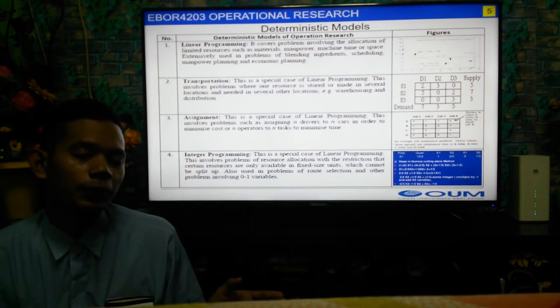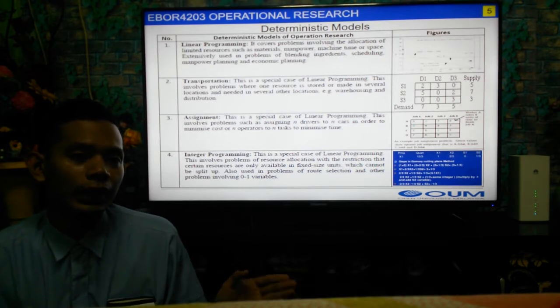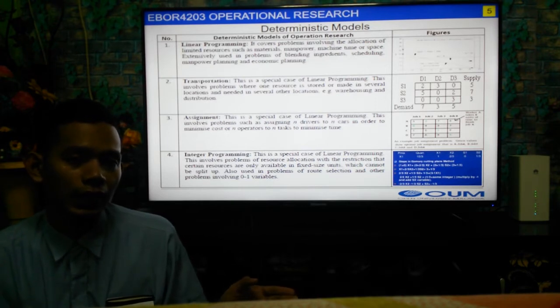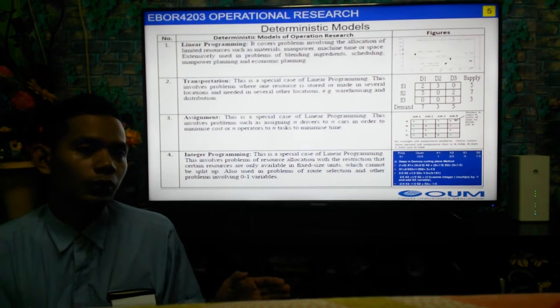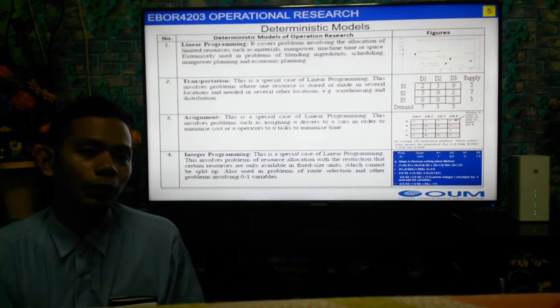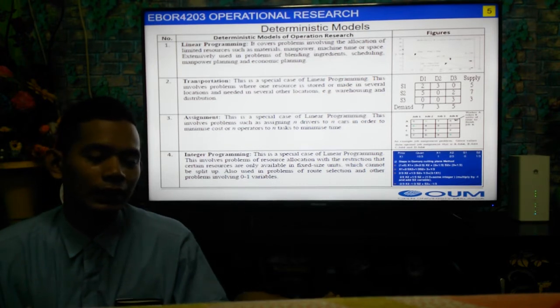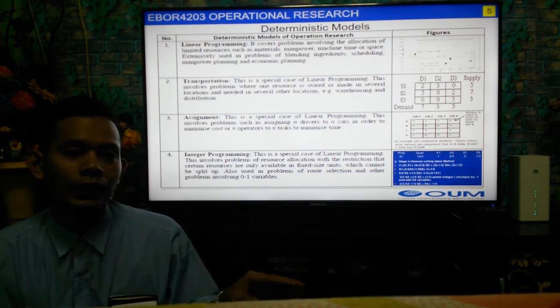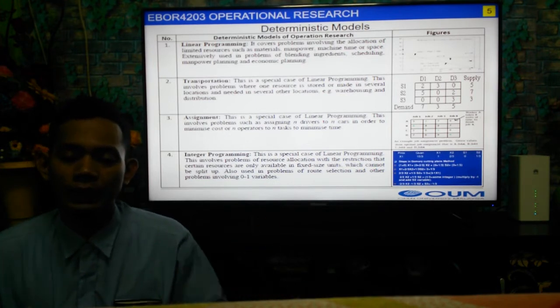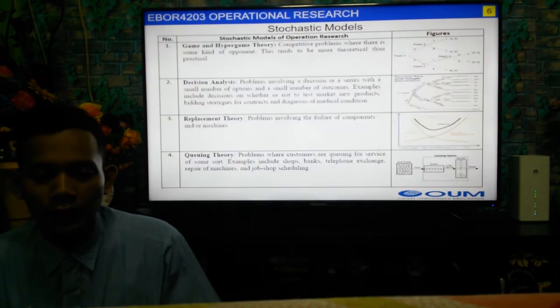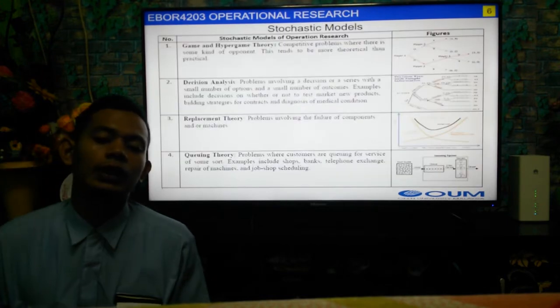For example, a senior operator is familiar with the process that he or she does, so to minimize the time or the bottleneck, we place him or her there, so we can minimize the time and increase the output. Next is the stochastic model.